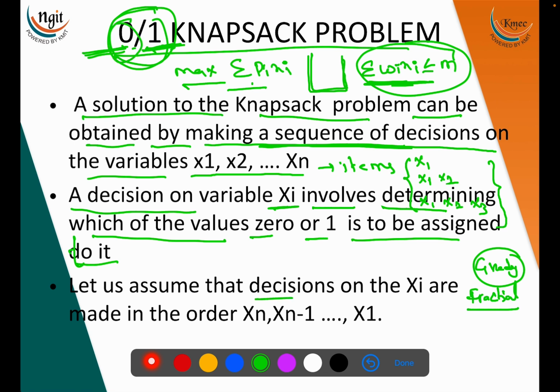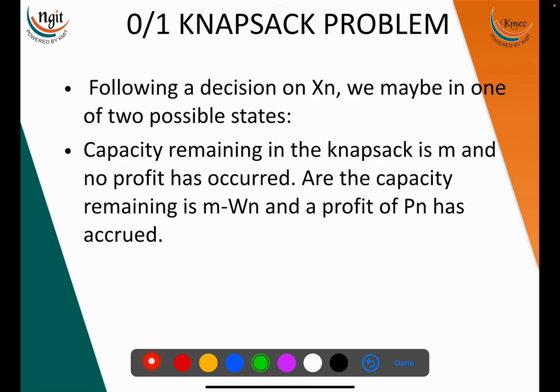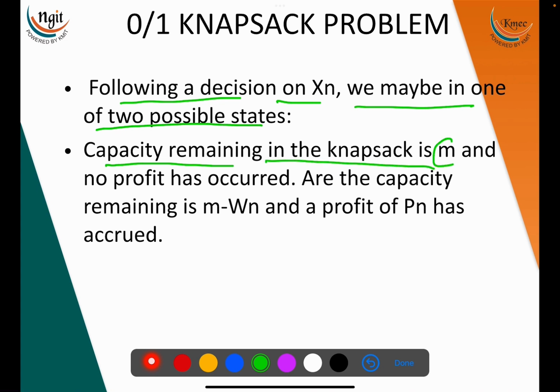Let us assume that decisions on the xi are made in the order xn, xn minus 1, down to x1. So stage wise, we'll take a decision. Following a decision on xn, we may be in one of two possible states: the capacity remaining in the knapsack is m and no profit has occurred, or the capacity remaining is m minus wn and a profit of pn has occurred.